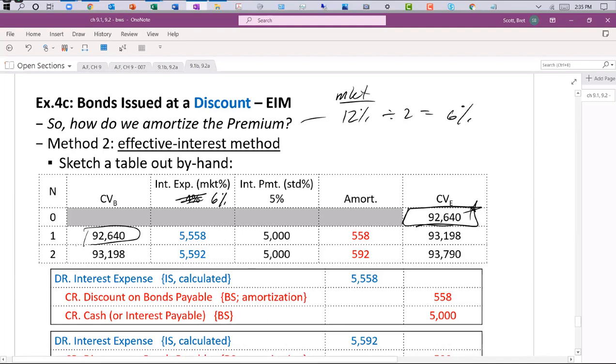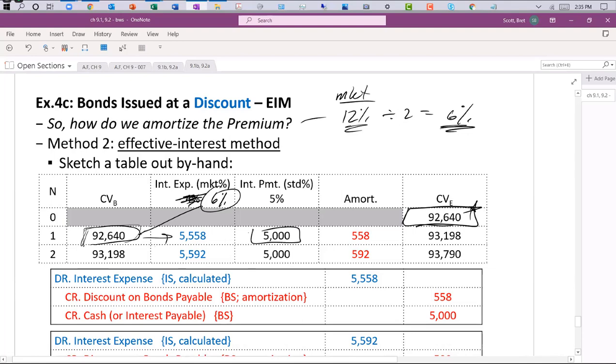Started off 92,640. In this case, there was a bit of a typo. The discount was derived because the market wanted 12. Oh, there it is right there. The market wanted 12%. So every 6 months, we're paying them effectively 6% interest expense. 6% is what we're using. It's a higher rate, but it's a smaller amount. Ultimately, it results in an interest expense that is higher than the actual cash payout.